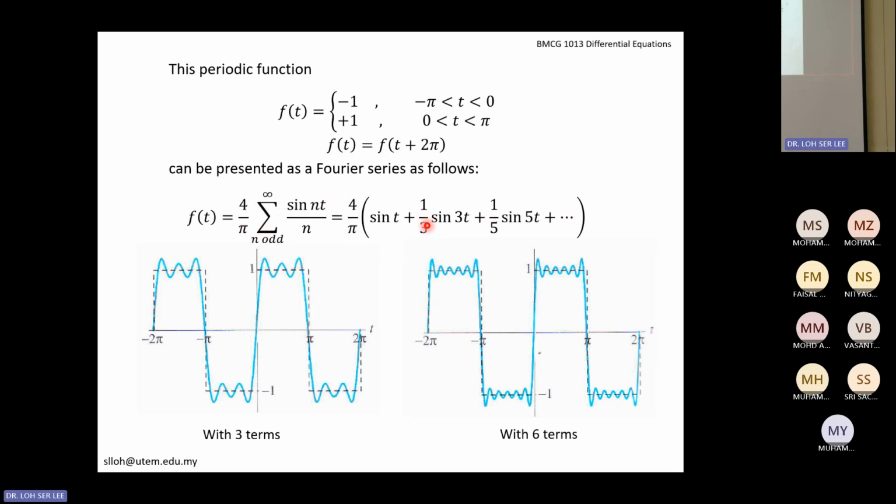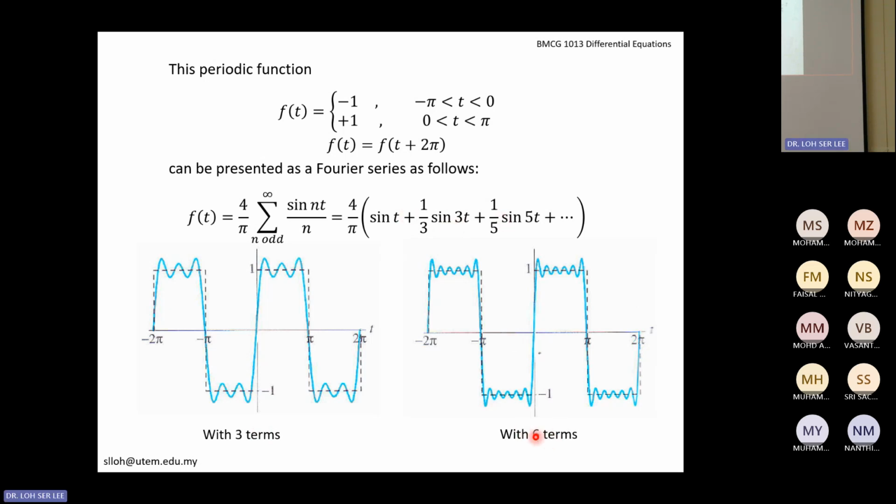If you use software to sketch this Fourier series, let's say we use only the first 3 terms from the series, multiplied by 4 over pi, you get this graph. This graph is sketched using only 3 terms.